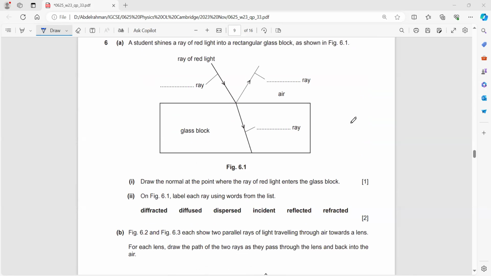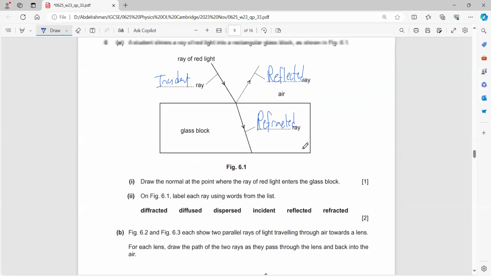A student shines a ray of red light. We have 3 rays in this question. Tell me, what is the first one? Incident ray. And the reflecting ray, the one above is the reflected ray. And the one inside is refracted. It was bent. When it bends, when it changes direction, we call it the refracted ray. Good.